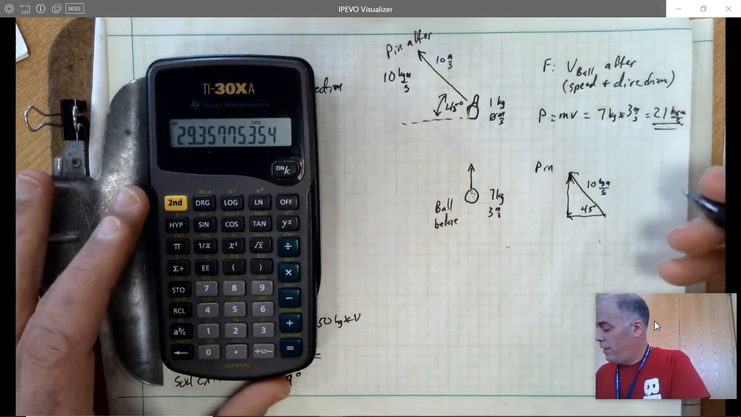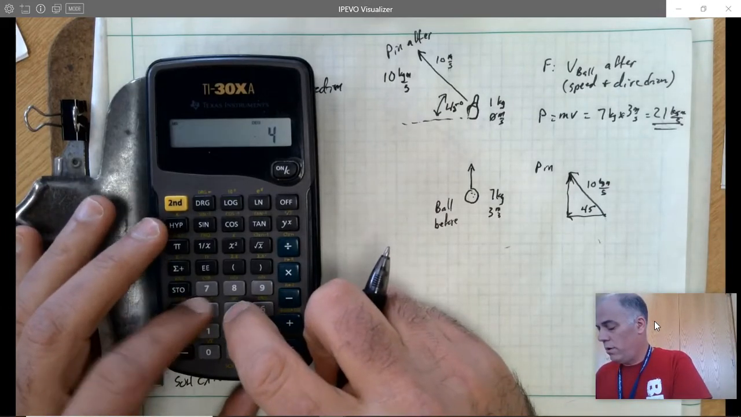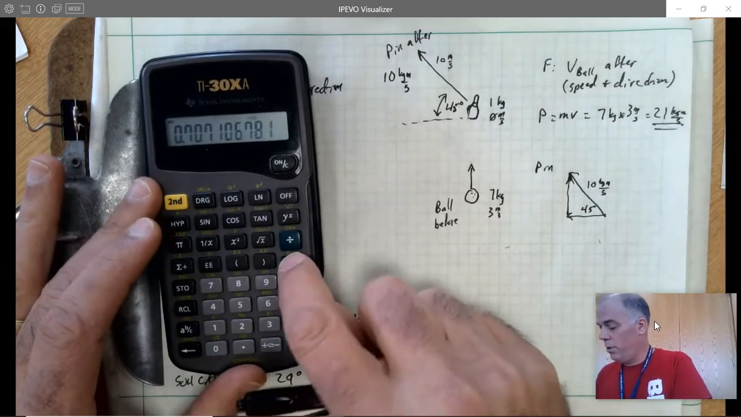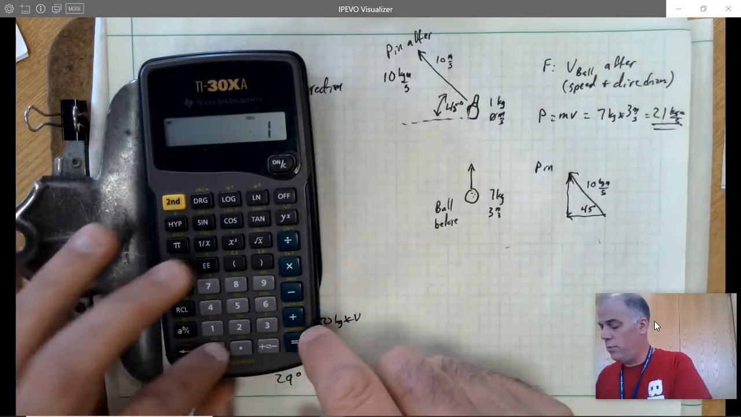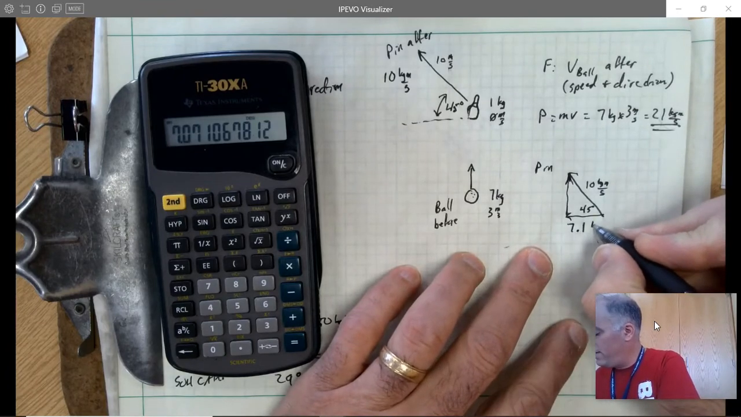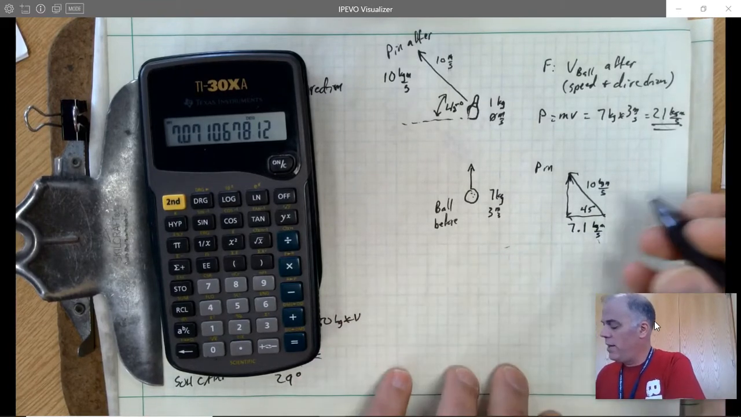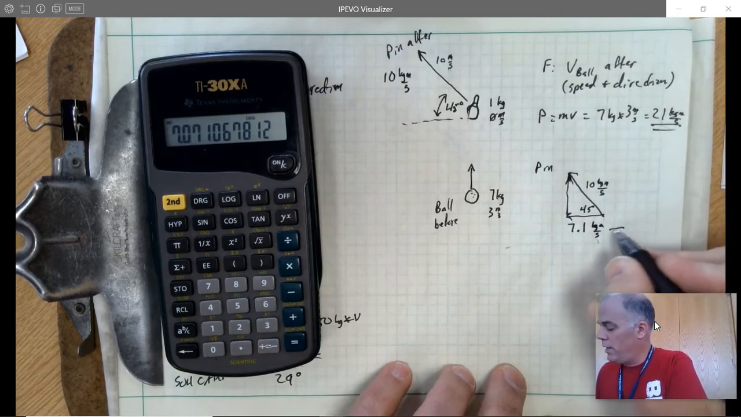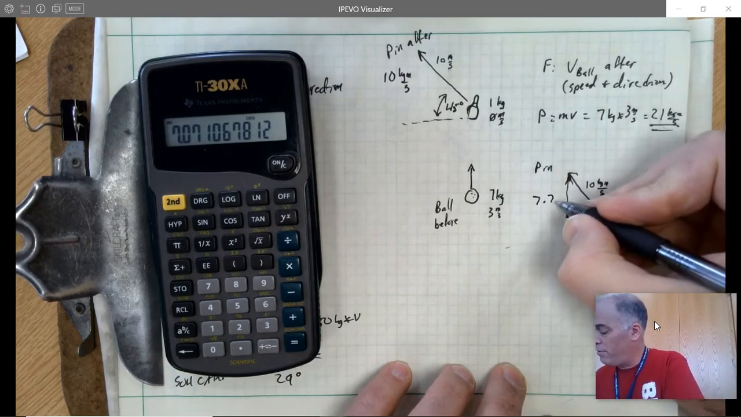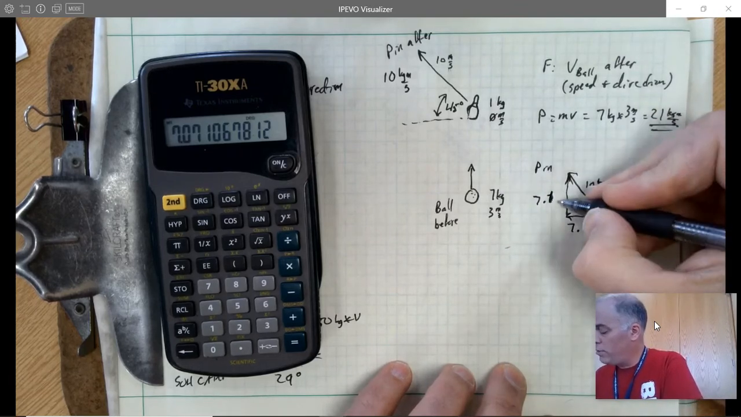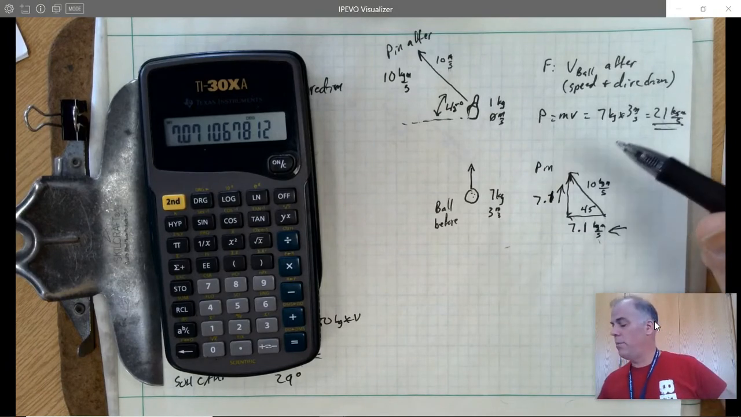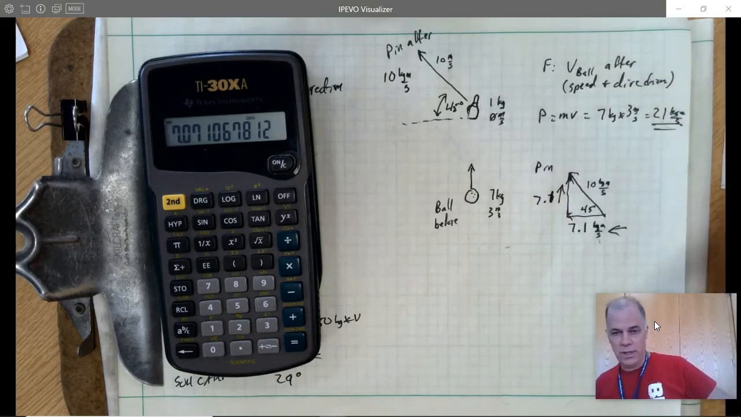And we have, let's see, sine of 45 degrees is 0.707. We're going to multiply that by the momentum, which is 10, and we get 7.1 kilogram meters per second is the momentum horizontally. And since it's a 45-degree angle, it's also going to be 7.1 kilogram meters per second vertically. That's the components of the momentum of the pin after the collision.